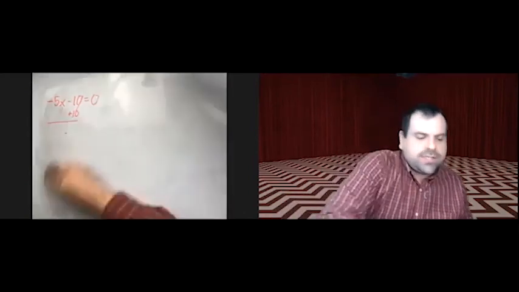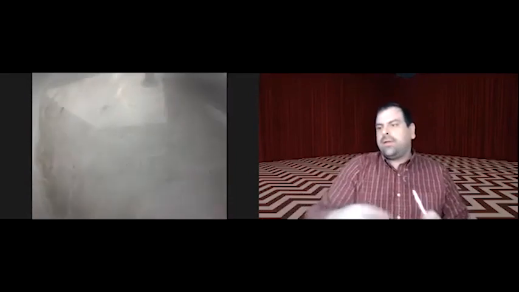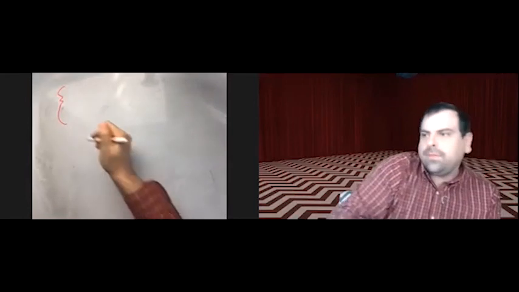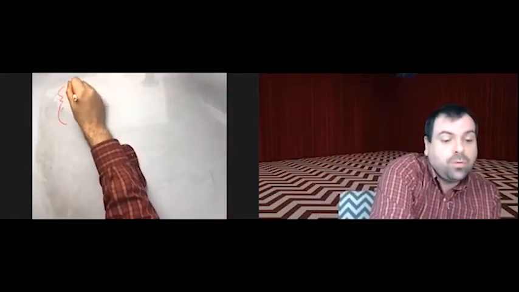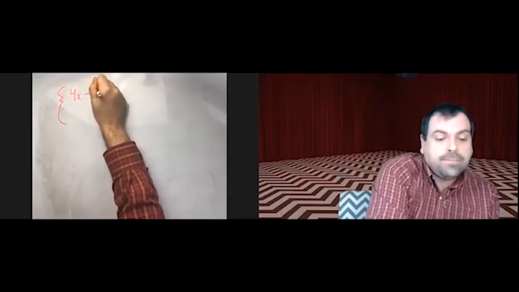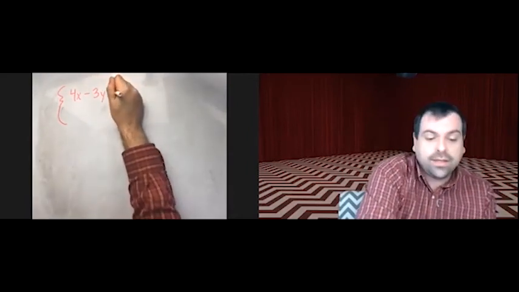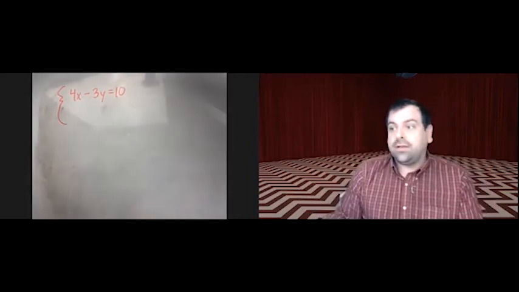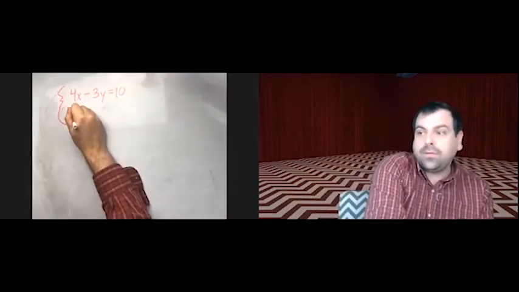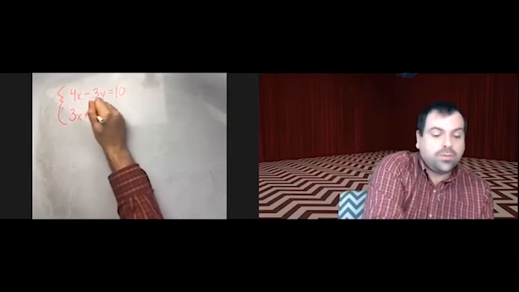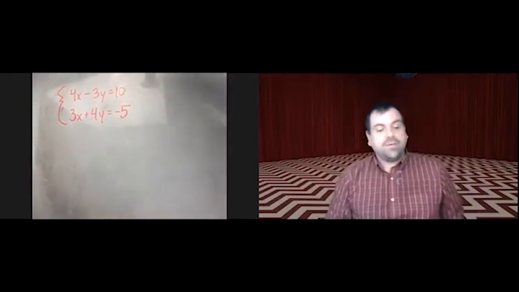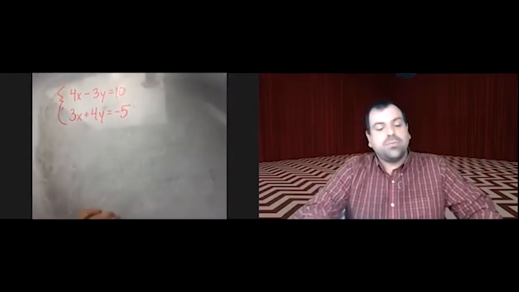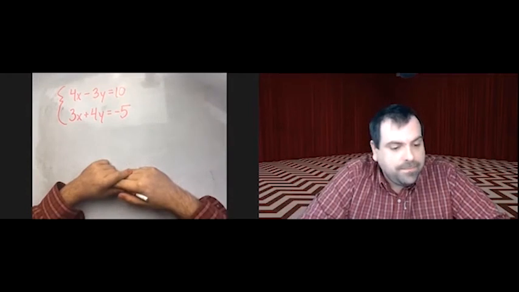Another system of equations. This time our first equation is 4x minus 3y equals 10. 3x plus 4y equals negative 5 will be the second equation. Let's solve this one using the addition method.